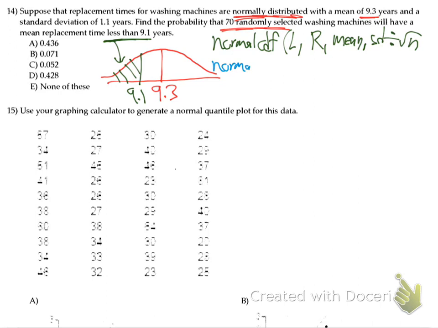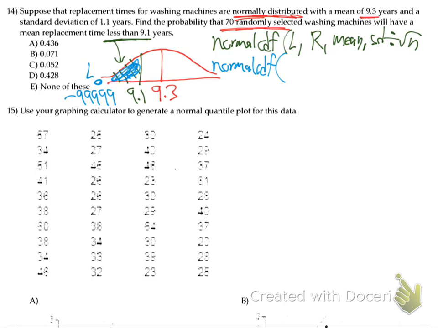So normal CDF. Okay, so the left edge, right edge. Left edge of what? Right edge of what? The chunk that's shaded. We're focused on this chunk right here. So what's his left edge? Here's his left edge, minus forever. You can put minus a million if you want. It's just left forever, isn't it?